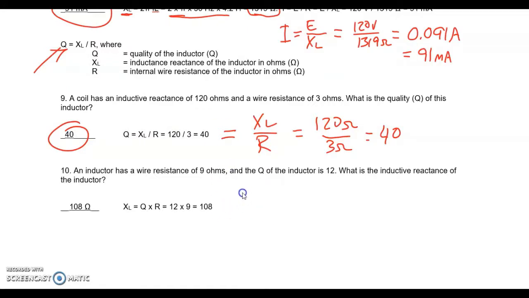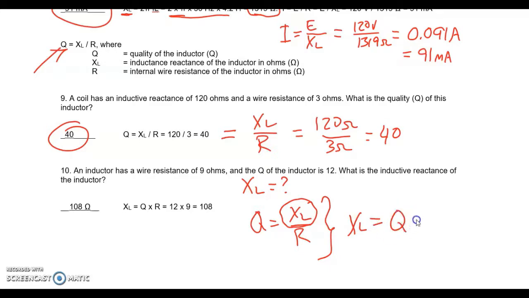And finally, number 10, an inductor has a wire resistance of 9 ohms. The Q of the inductor is 12. What is the inductive reactance of the inductor? So we're solving for X sub L. We have the formula. We were given Q equals X sub L over R, but we're solving for X sub L. So doing a little bit of algebra, we get X sub L equals Q times R, equals 12 times 9, equals 108 ohms.